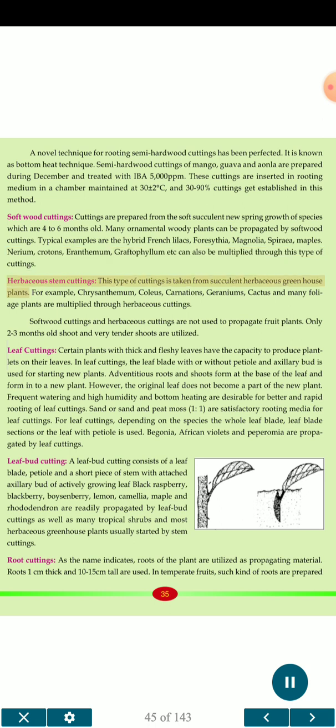Herbaceous stem cuttings. This type of cuttings is taken from succulent herbaceous greenhouse plants. For example, chrysanthemum, coleus, carnations, geraniums, cactus and many foliage plants are multiplied through herbaceous cuttings. Softwood cuttings and herbaceous cuttings are not used to propagate fruit plants. Only 2 to 3 months old shoots and very tender shoots are utilized.